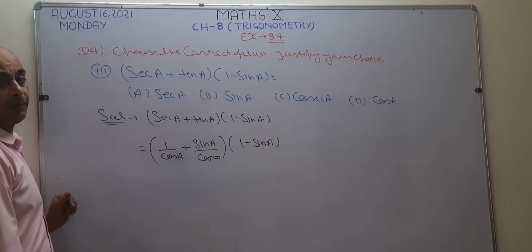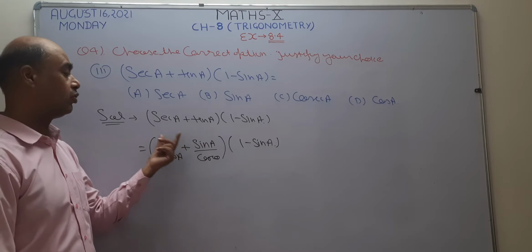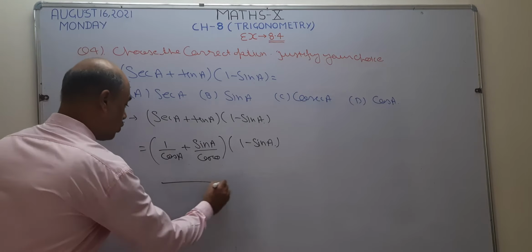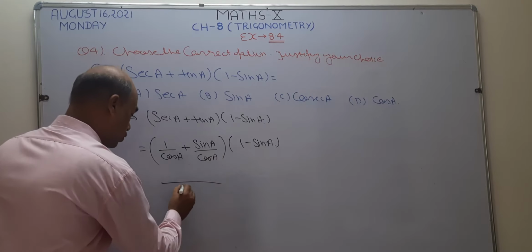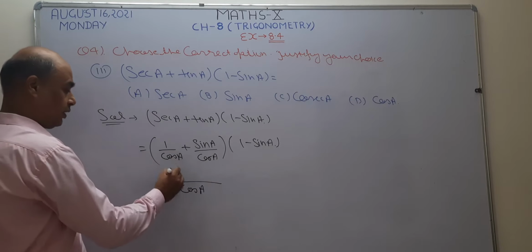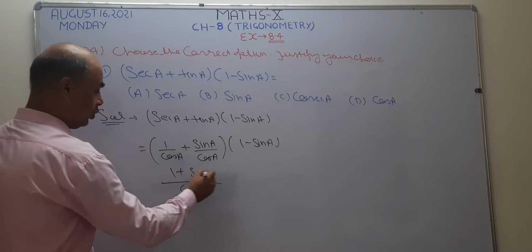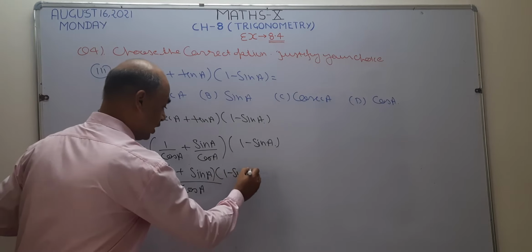Now what is the next step? After converting every term into sine and cos, we are going to take the LCM. So I take the LCM of these terms. LCM of cos and cos is cos A. Cos is cancelled, what is left? 1. Again cos is cancelled, what is left? Sin A. In the numerator it becomes 1 plus sin A, and 1 minus sin A is there also.